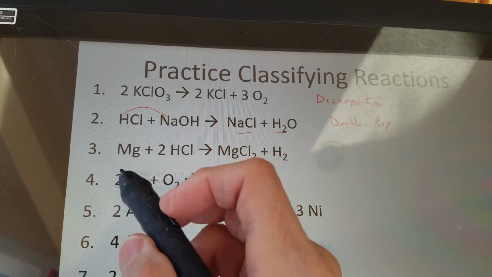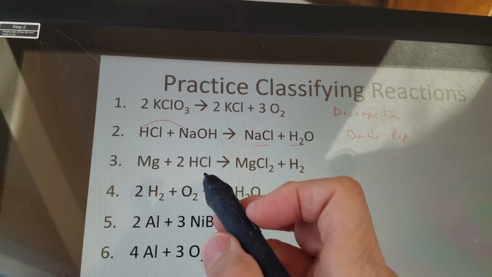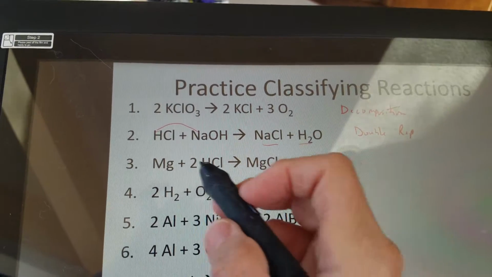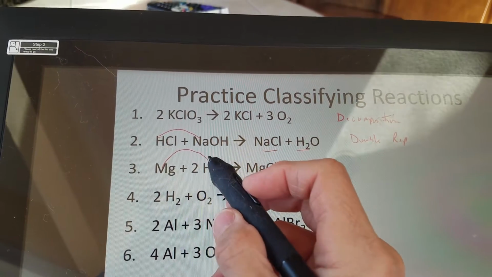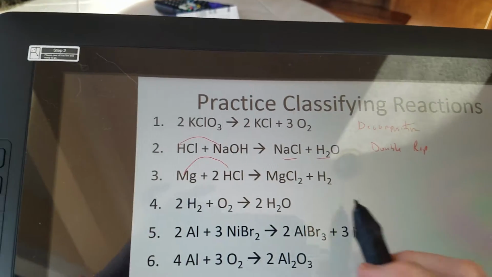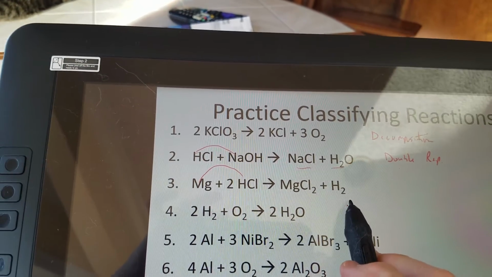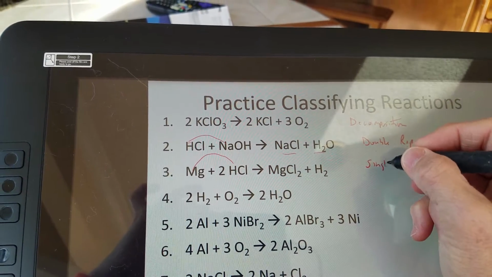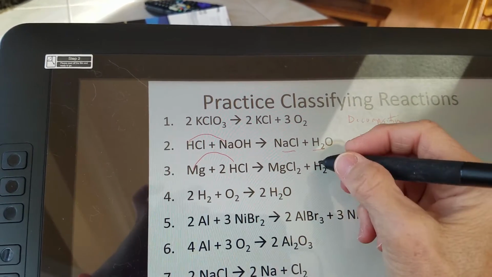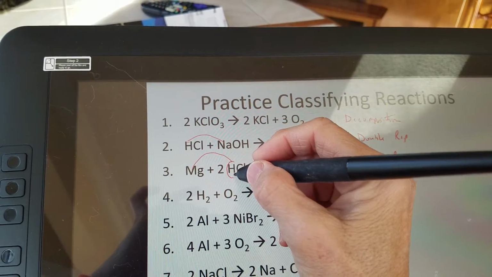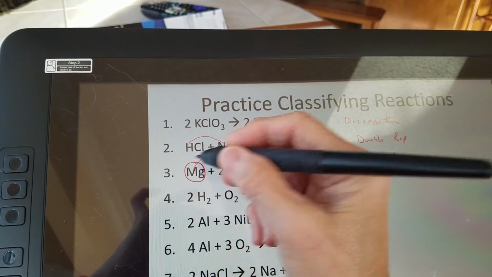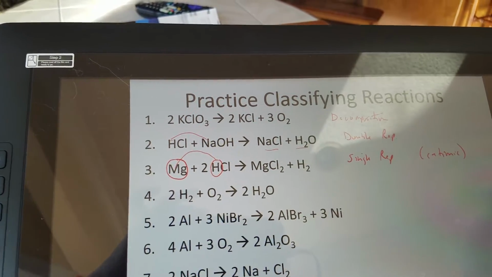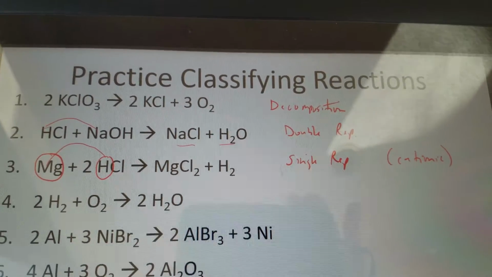On number 3, I have a single element and a compound, and I make a new compound and a single element. So the magnesium changed places with the hydrogen. Hydrogen came out to be by itself, and remember, when it's by itself, it's diatomic. So this one is a single replacement. Since the hydrogen here has a positive charge, magnesium has a positive charge, this one would be a cationic single replacement because what's changing places are the positive ions.